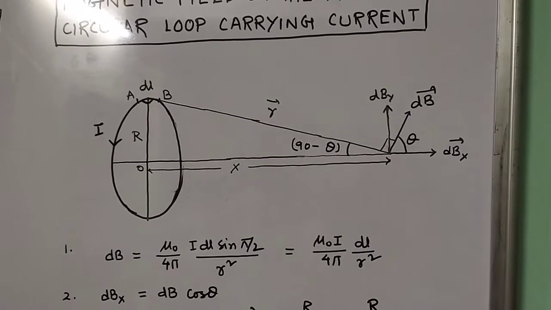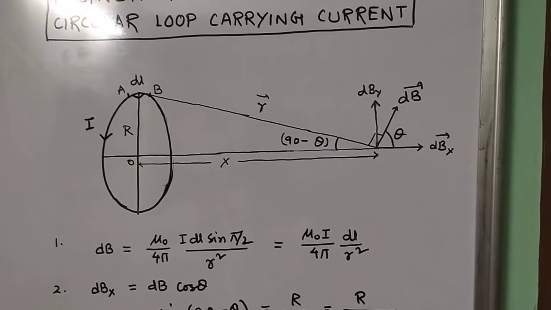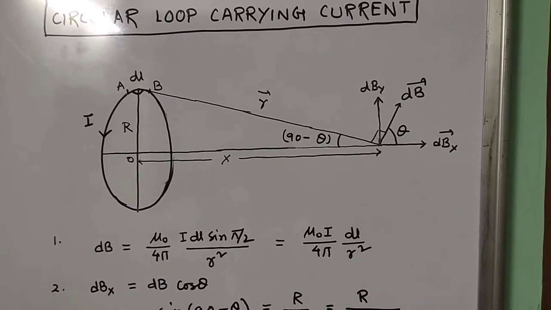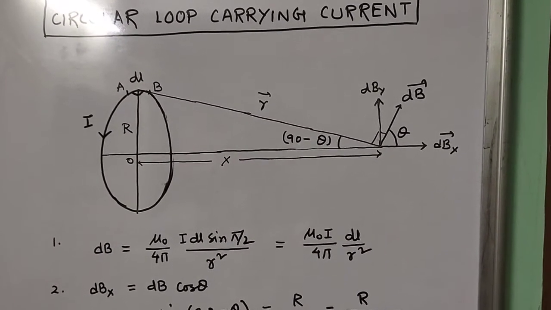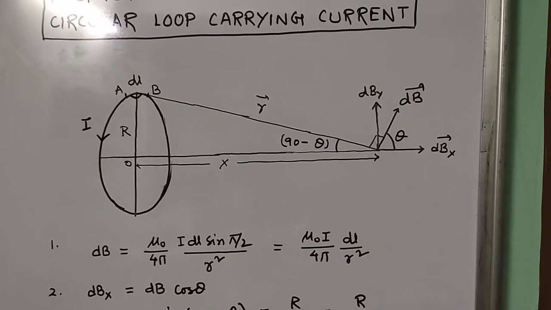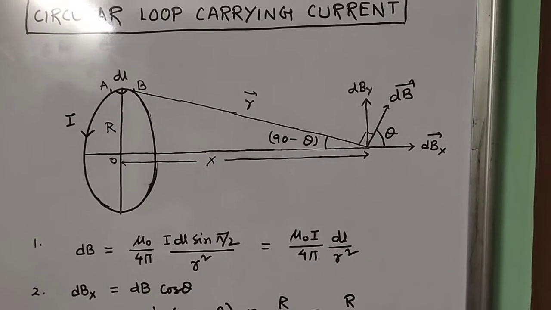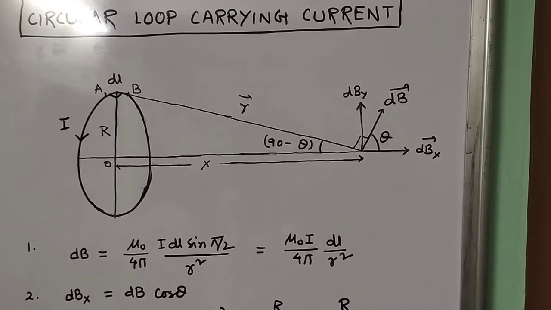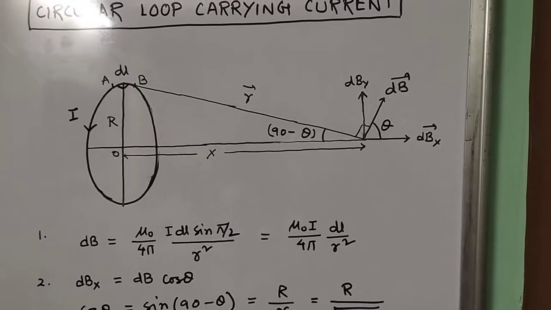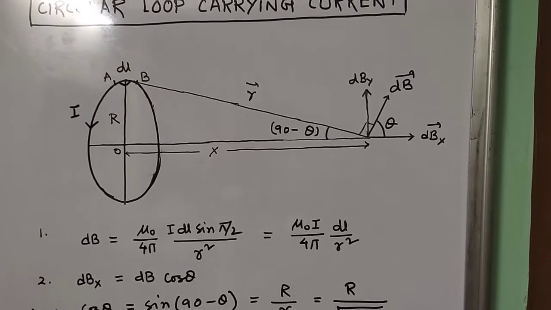So let me try to specify the mathematical part. Number one, the magnetic field at that specific point due to the current element AB is mu naught by 4 pi IDL sine theta by R square. Now the angle theta is pi by 2, because R and the element make an angle of pi by 2. So IDL sine pi by 2 by R square. We are considering the scalar form of the Biot-Savart law. So dB equals mu naught I by 4 pi dl by R square.